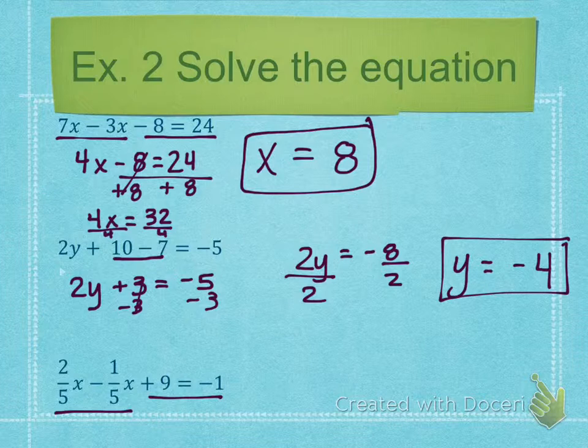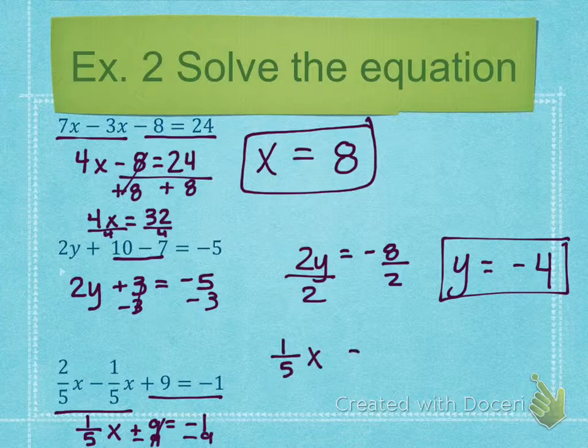Guess what? They were so nice to me. Do I already have common denominators? Yes. So what's basically 2 minus 1? 1. So I have 1/5, because remember, whenever you have a common denominator, you always keep it. I have 1/5 x plus 9 equals negative 1. What am I going to do now? Subtract 9, because I've still got some like terms to combine. And I have 1/5 x equals, what's negative 1 minus 9? Negative 10. Same signs, add and keep.